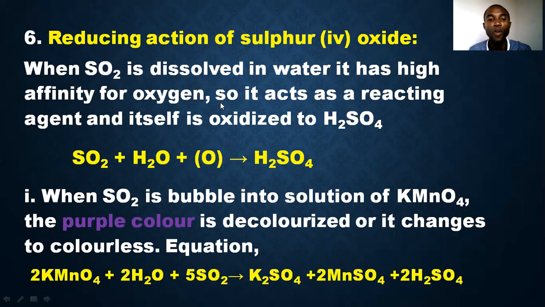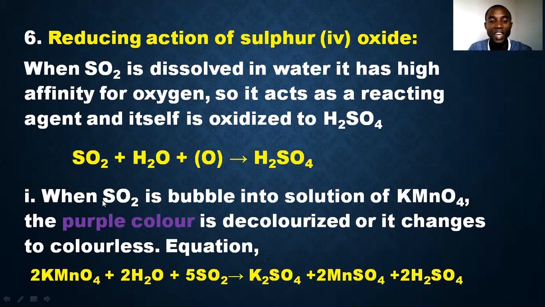And when sulfur IV oxide is dissolved in water, it has high affinity for oxygen, and because of it, it acts as a reducing agent and is itself oxidized to tetraoxosulfate VI acid when dissolved in water. All right. Next thing we need to note is that when sulfur IV oxide is bubbled into a solution of KMnO4, the purple color of KMnO4 is decolorized, or it changes to colorless.